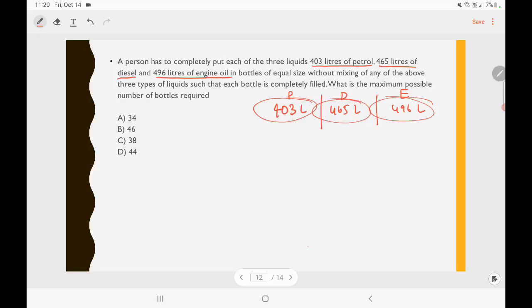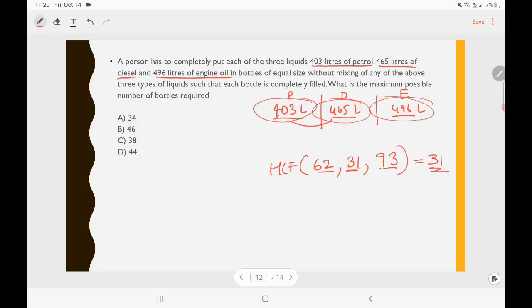We need to find out the difference between 2 pairs, right? So 465 minus 403 is 62. So that is HCF of 62, comma 496 minus 465 is 31. 496 minus 403 is 93. Actually, you can conclude here because 31 is a factor of both 62 and 93. 31 into 2 is 62, 31 into 3 is 93. Now, I already told you that if a number is a factor of the other two numbers, then the HCF will be that number itself. So here the HCF is 31 itself.